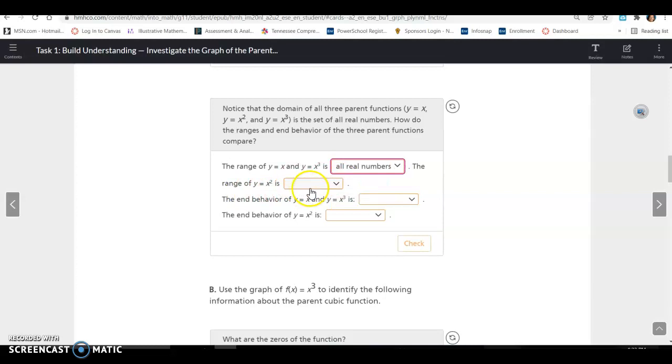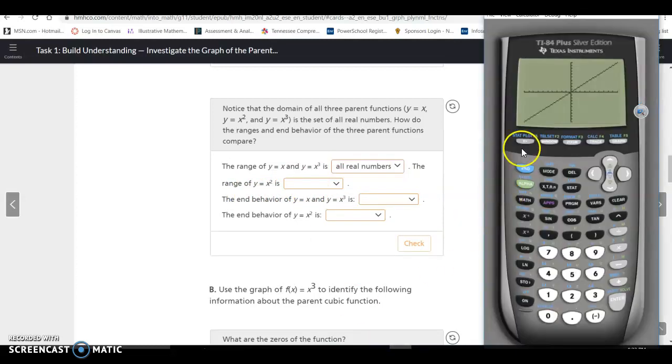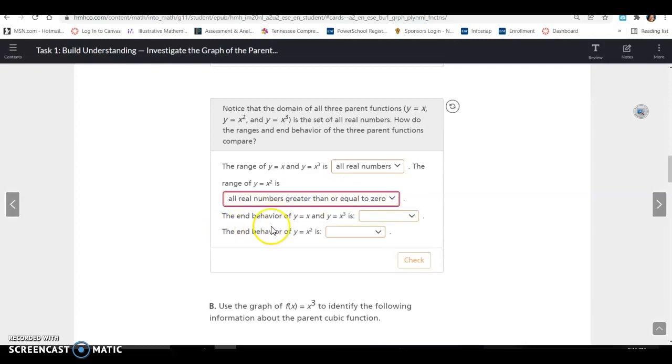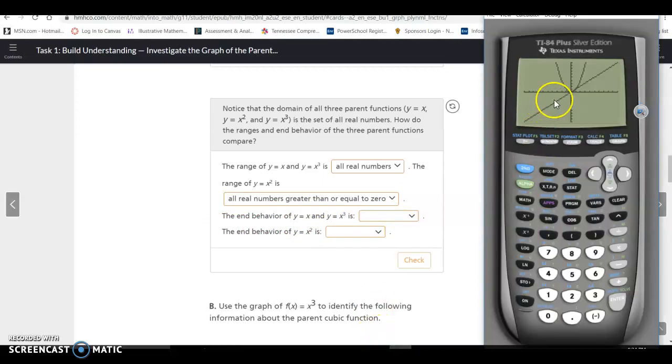The range of x squared, if we graph x squared, is a U-shaped graph, so the range is everything above 0 on the y-axis. So the range of y equals x squared is all real numbers greater than or equal to 0. Now the end behavior of y equals x and x cubed.